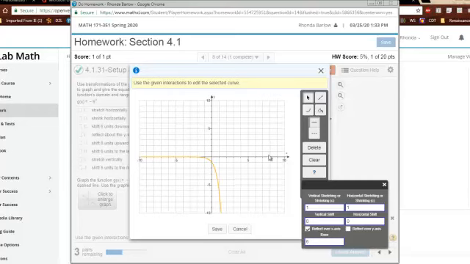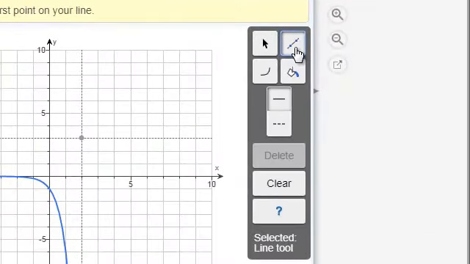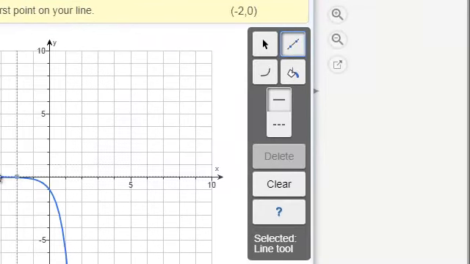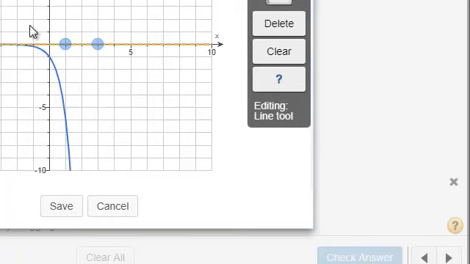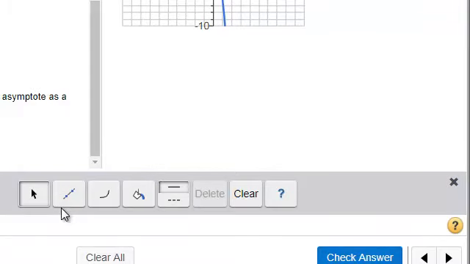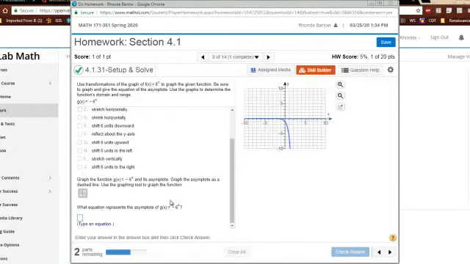Now for this particular guy, the asymptote is the line y equals 0, or in other words, it is the x-axis. So I'm going to come up here and grab the line tool, and I need to graph that horizontal line. I'm going to make sure that the line is dashed because it's an asymptote. Asymptotes are always dashed. You can choose any 2 points along the x-axis and it will graph the asymptote. I'm going to click save and check to see if it's okay. Sure enough, that's okay.